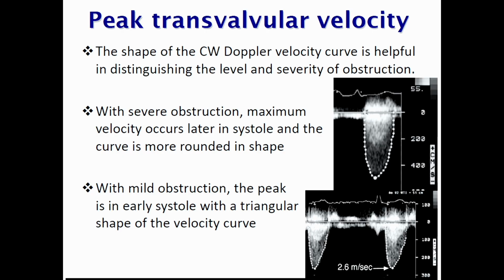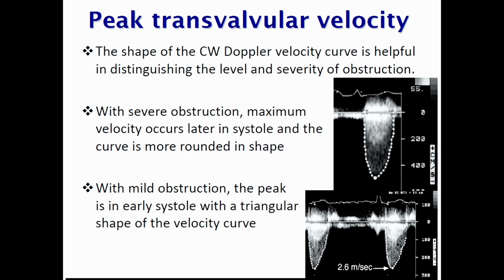So the peak transvalvular velocity, why is this important? The shape of the continuous wave Doppler is very helpful in determining the flow through the aortic valve. In severe obstruction, the maximum velocity occurs late in systole and the curve is more rounded in shape. That is something we have to remember. With mild obstruction, the peak is in early systole with a triangular shape of the velocity curve.